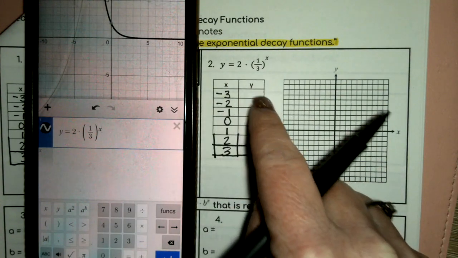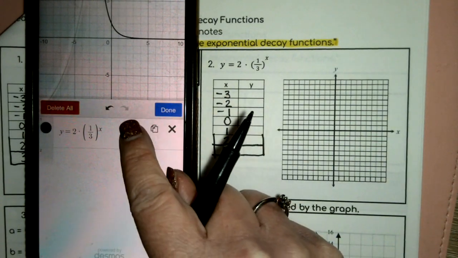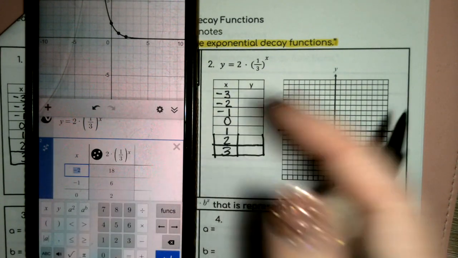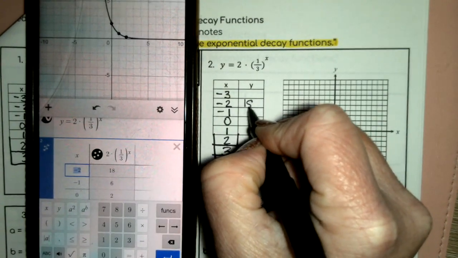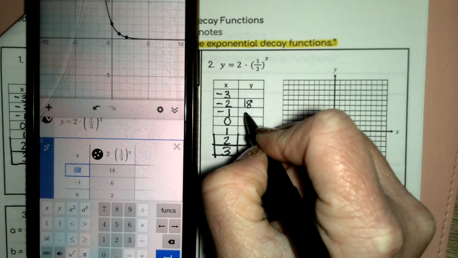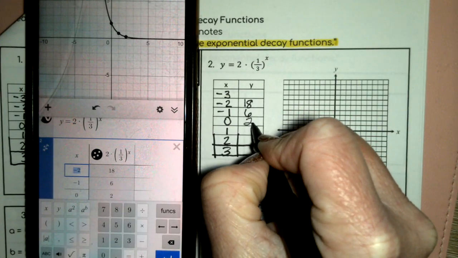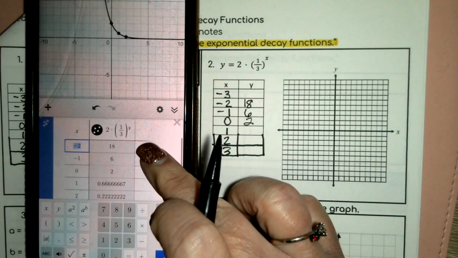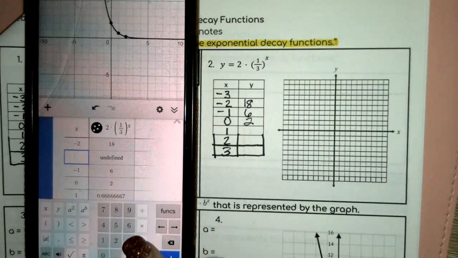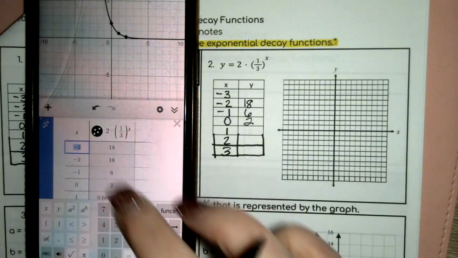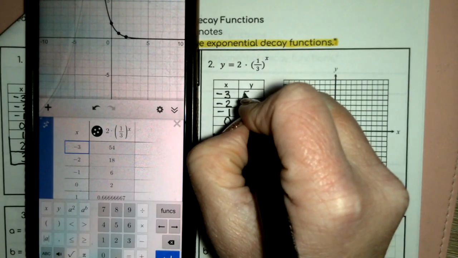We need to get the numbers in the table. So you're going to hit this little settings wheel, and then you're going to create the table. So at -2, it's 18. -1 is 6. 0 is 2. That's what I can see so far. I'm going to go ahead and click enter and make that a -2 and this one a -3. -3 is 54.